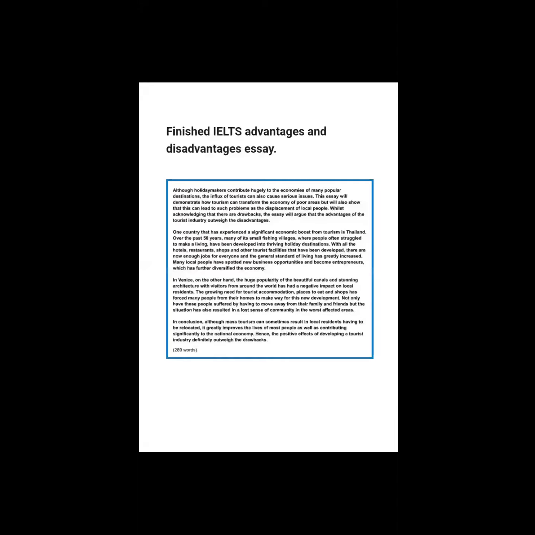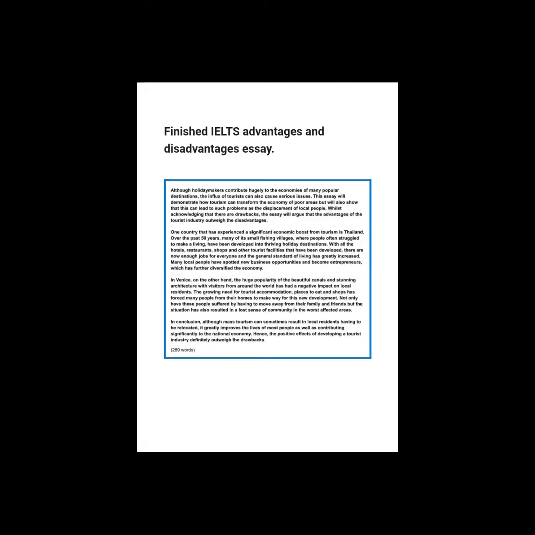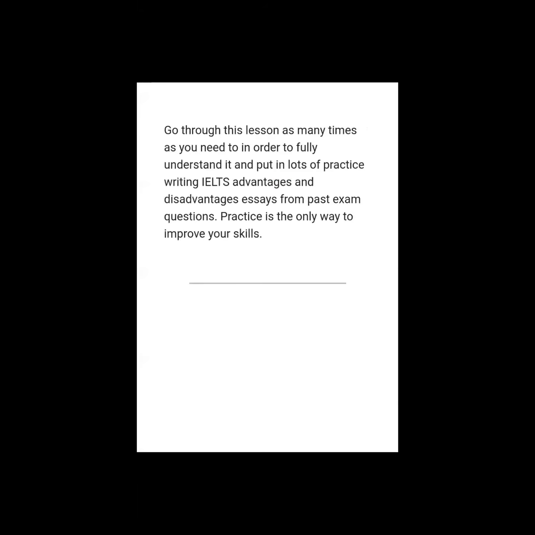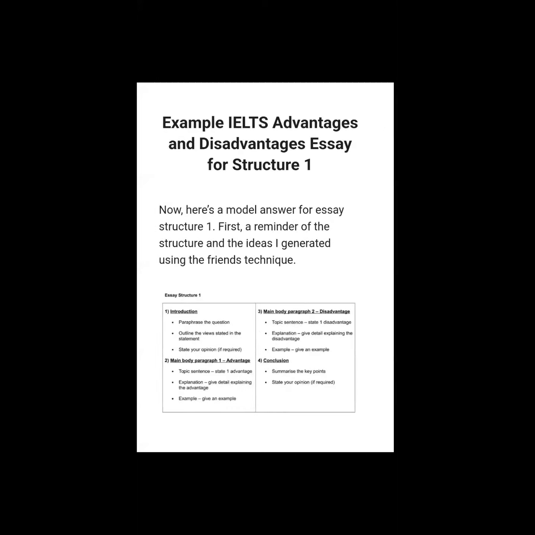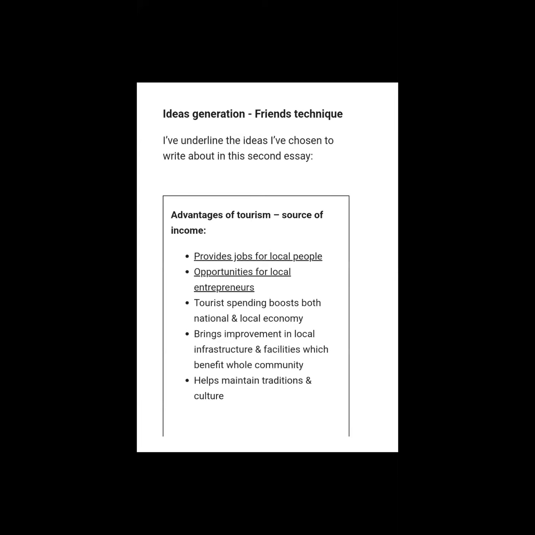So the final essay is like this, and this is approximately 289 words. You can always listen to this as many times as possible. And then, okay, now let's look at the first structure. We are going to answer this question: advantage, source of income, provide job for local people.